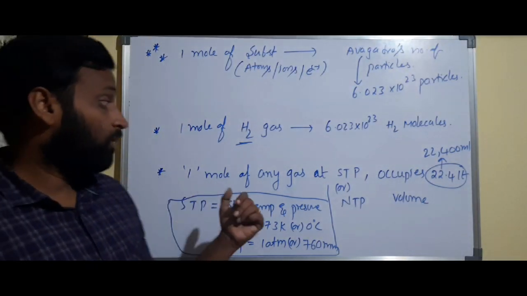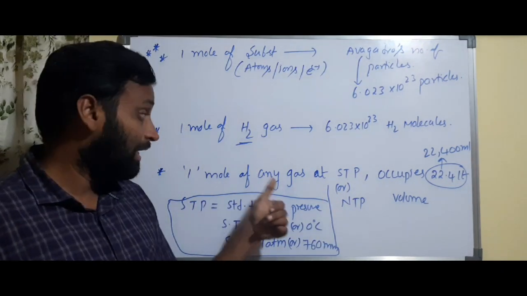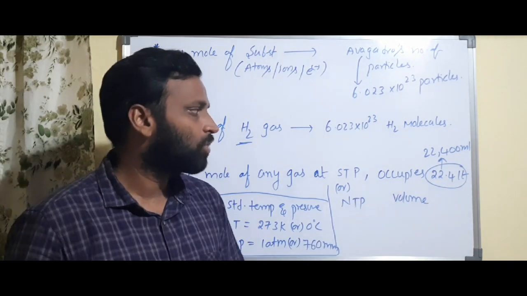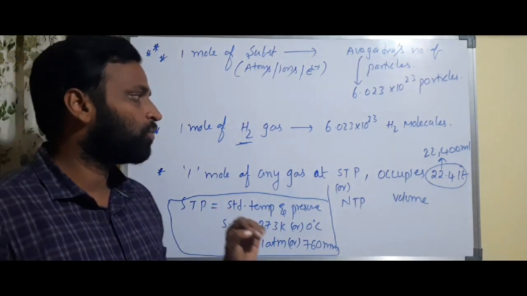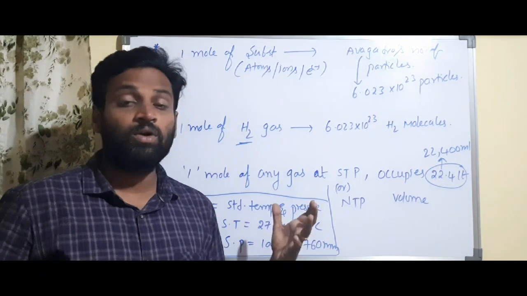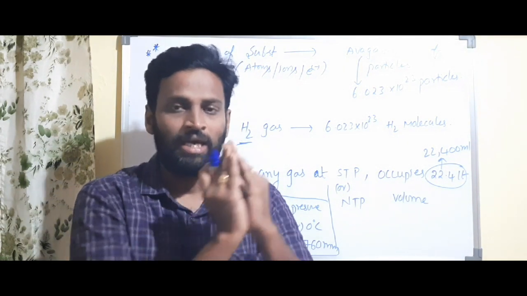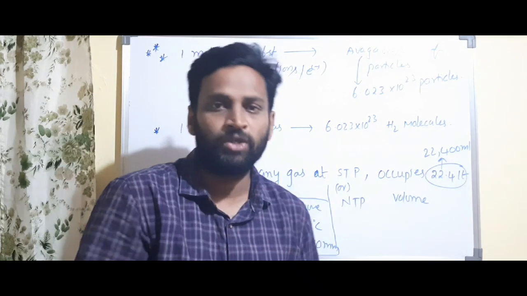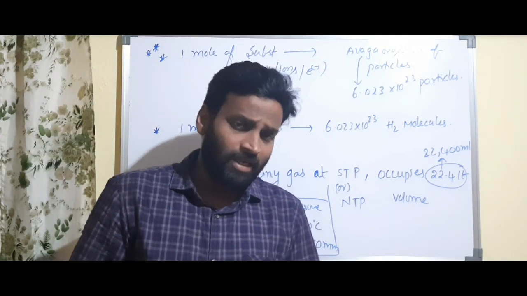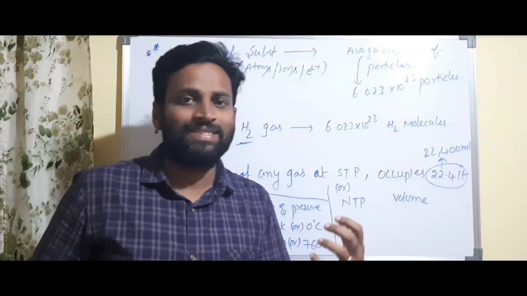What is that? 1 mole of any gas at STP or NTP occupies how much volume? 22.4 liters or 22,400 ml. This is called Avogadro's law. Equal volumes of all gases contain an equal number of moles or molecules. What is the statement? Just tell me that, along with me.